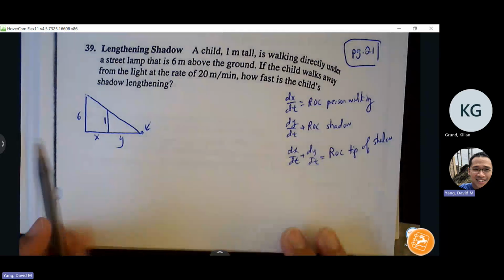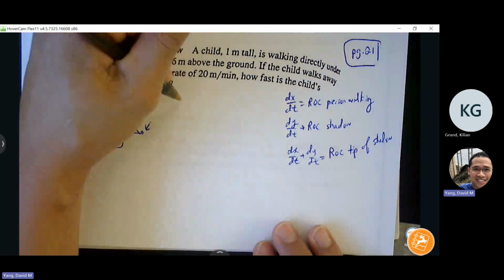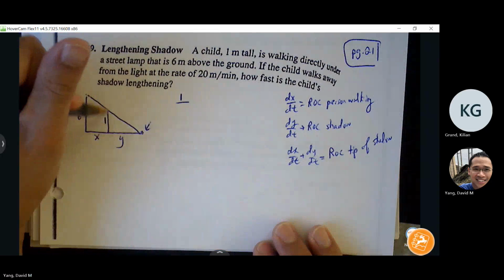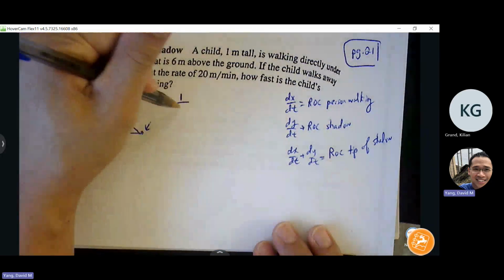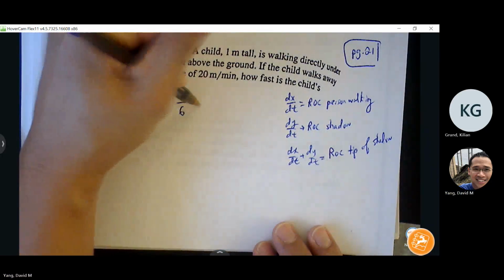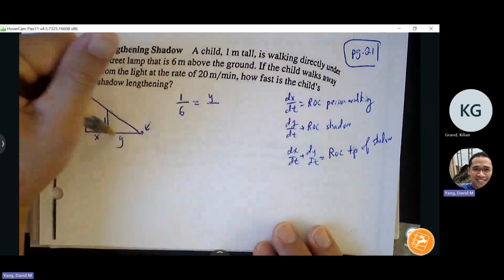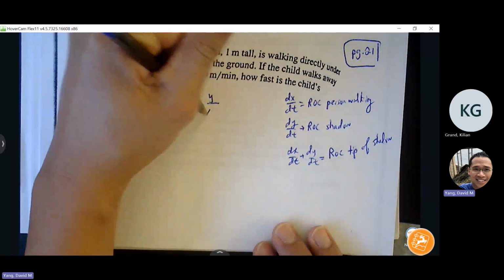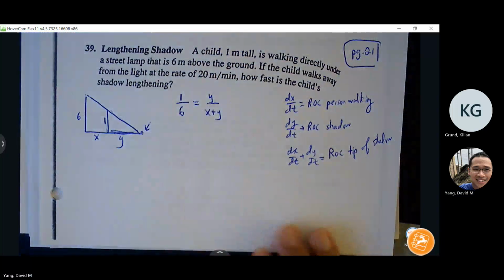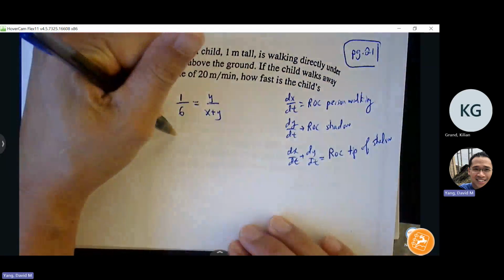Okay, we can set up our proportions here. We can say the height of the small triangle is to the height of the large triangle as the base of the small triangle is to the base of the large triangle. We just cross multiply. And then cross multiplying, we can just get this cleaned up so that we can find the derivative.